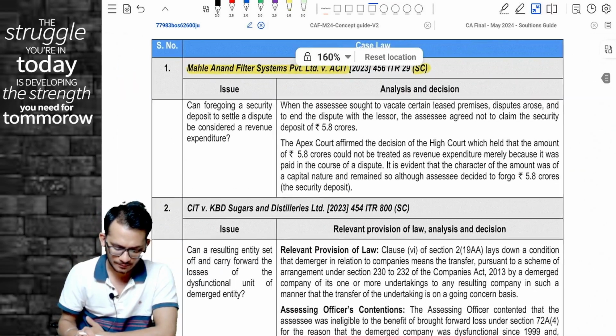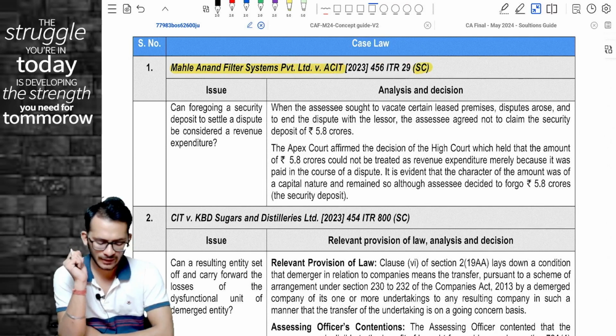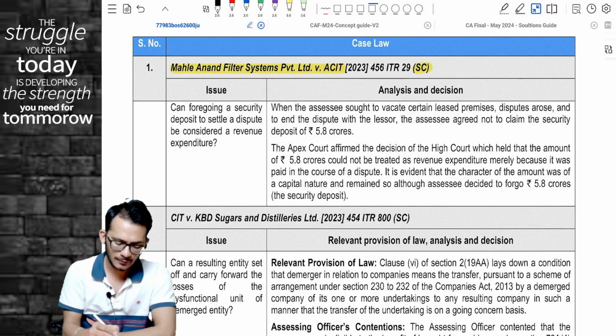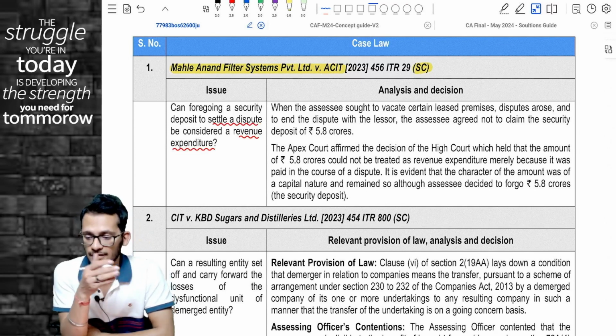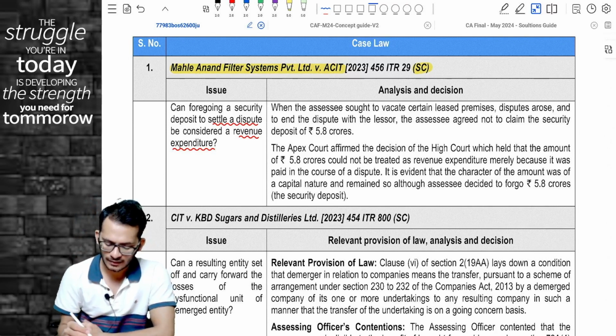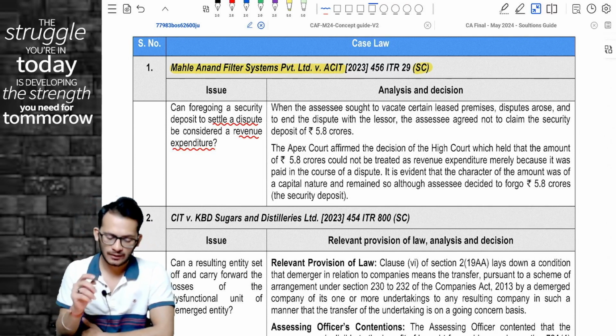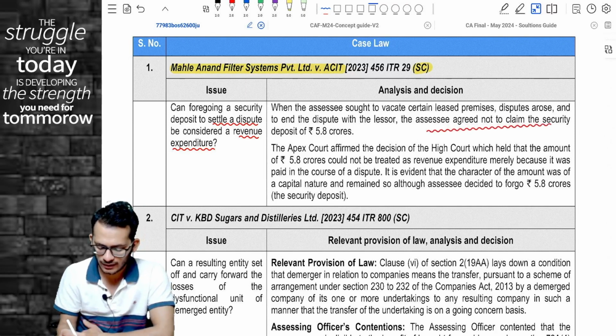It says, the issue under consideration is, can foregoing a security deposit to settle a dispute be considered as a revenue expenditure? Read the next part. It says, when the assessee sought to vacate certain leased premises, disputes arose, and to end the dispute with the lessor, the assessee agreed to not claim the security deposit of 5.8 crores.